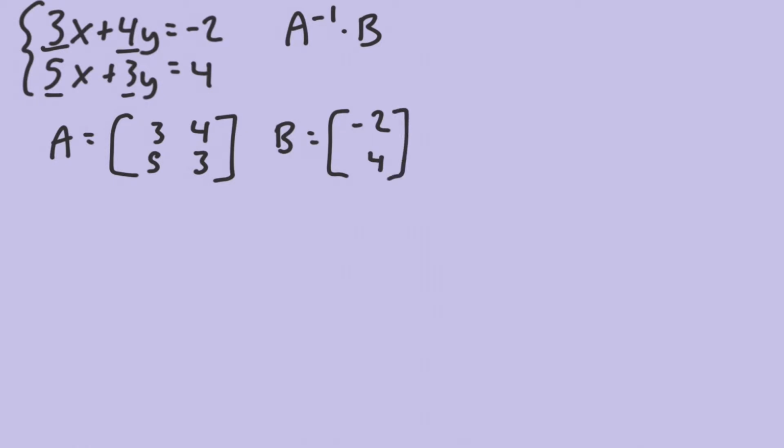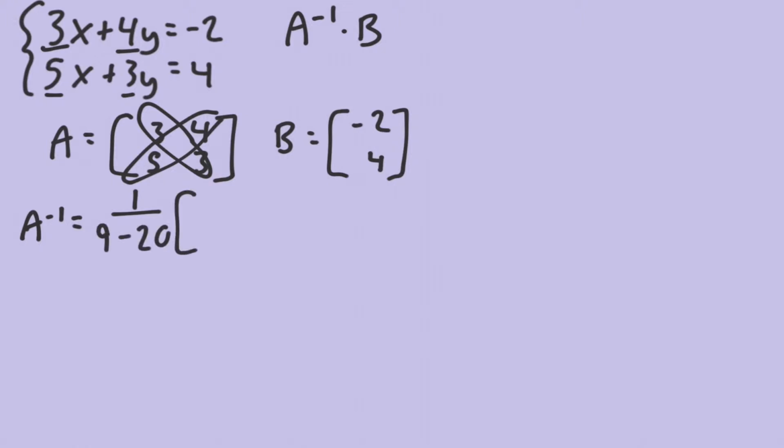So we need to find A inverse, and then whatever that is, multiply it by B. So that's going to be 1 over A times D minus B times C. And if you don't know that, see my inverse video. So that's 9 minus 20. And then your matrix switches around after you do that. A and D switch places. So that's 3 and 3 still. And then B and C stay where they are, but change sign. So 4 was positive, so it becomes negative. 5 was positive, so it becomes negative.